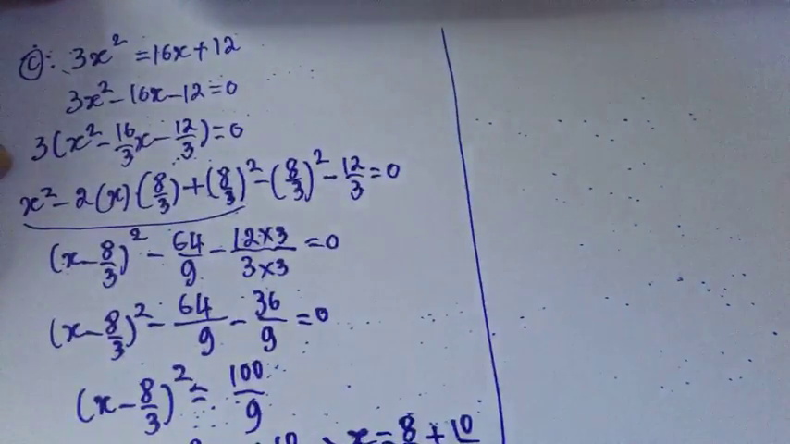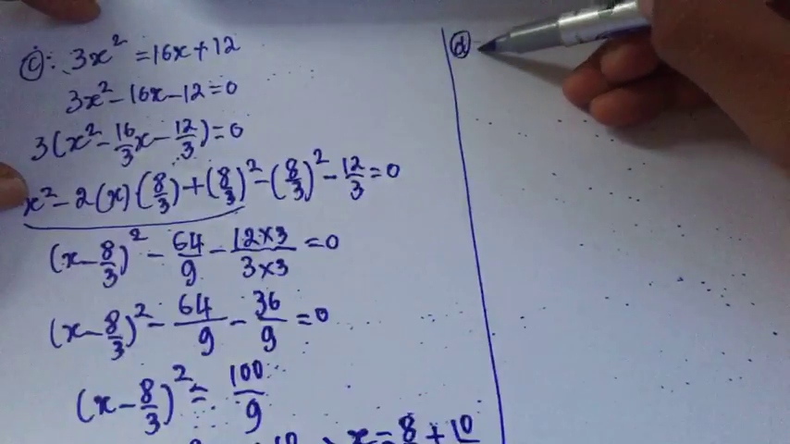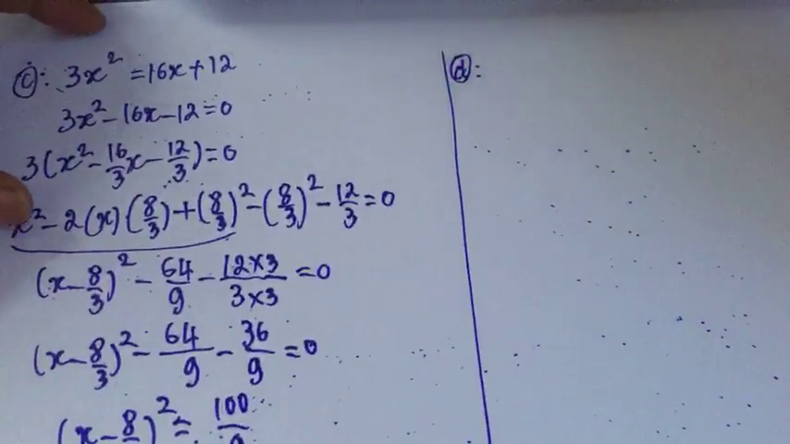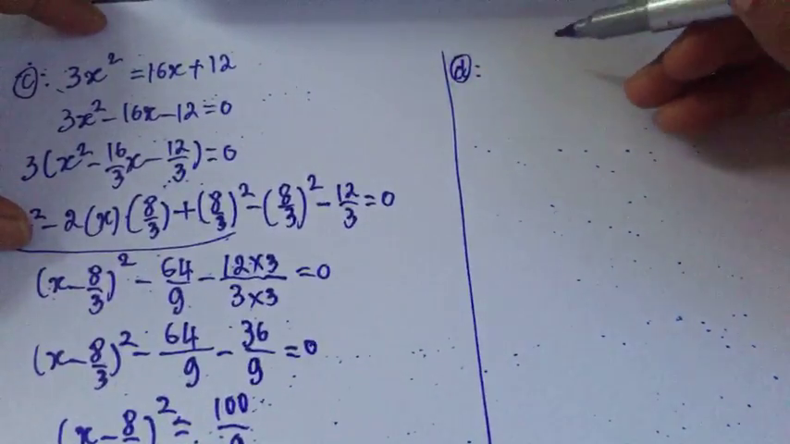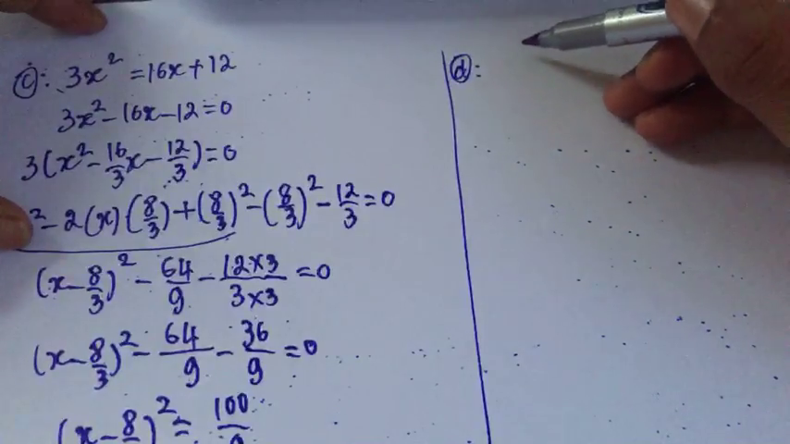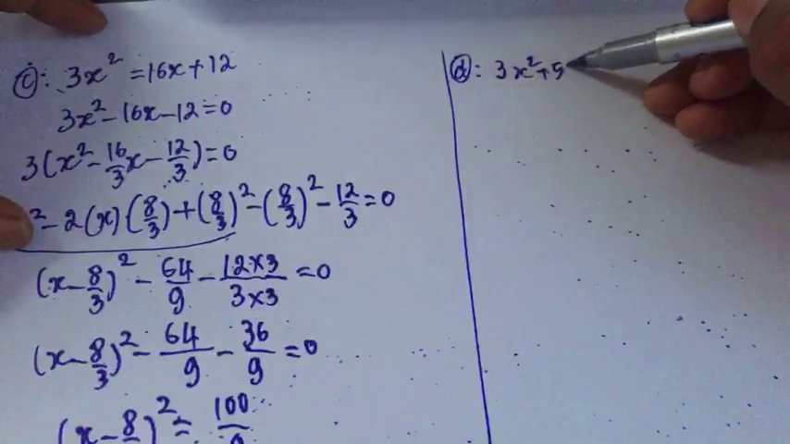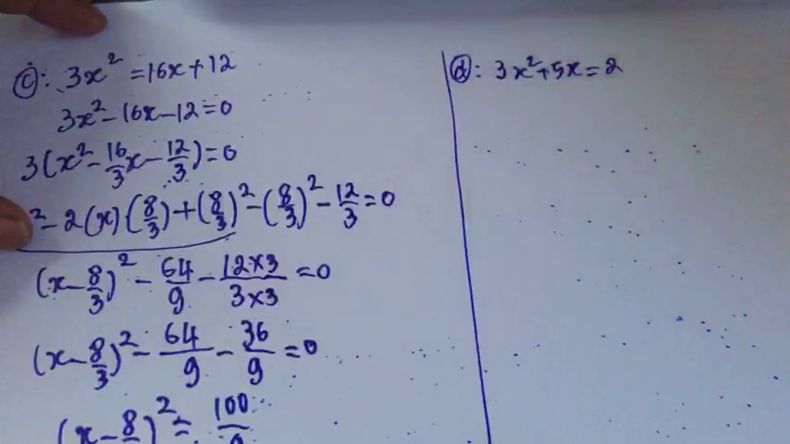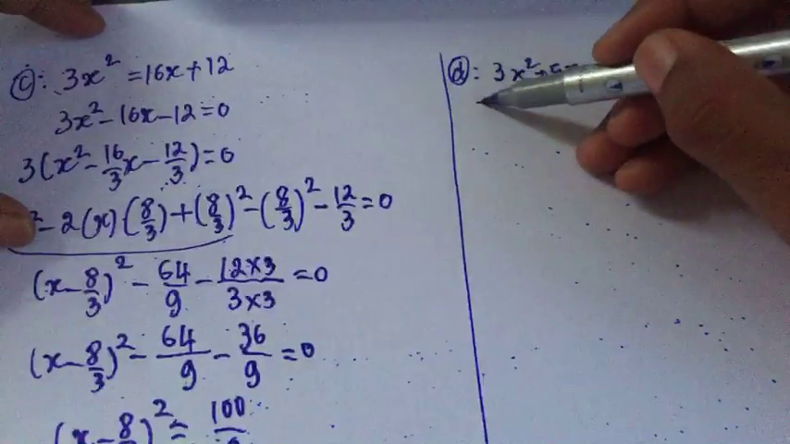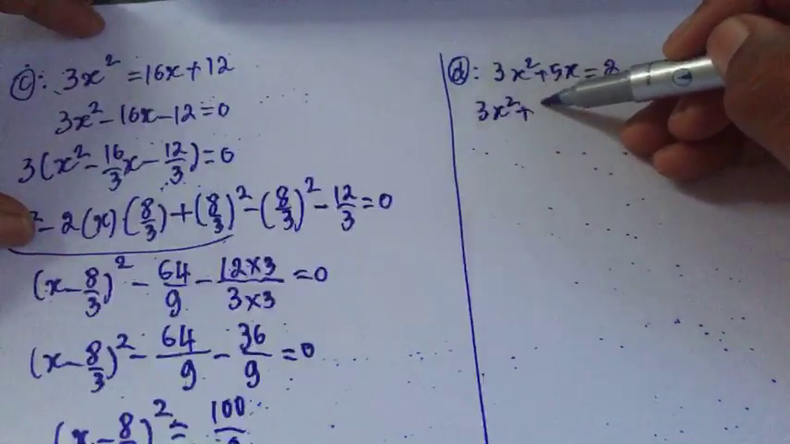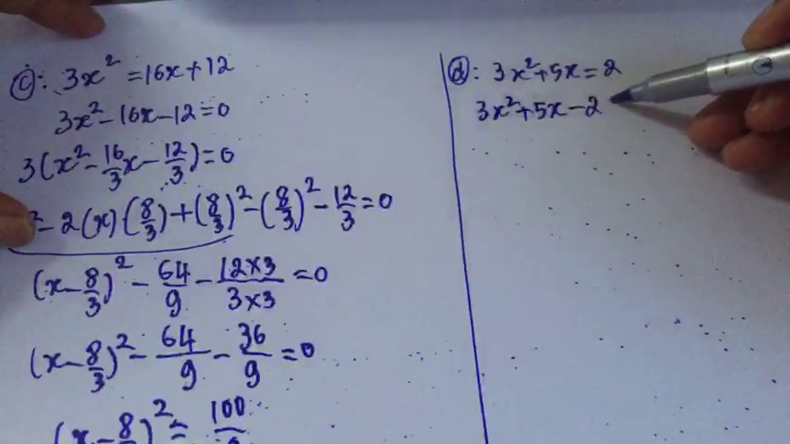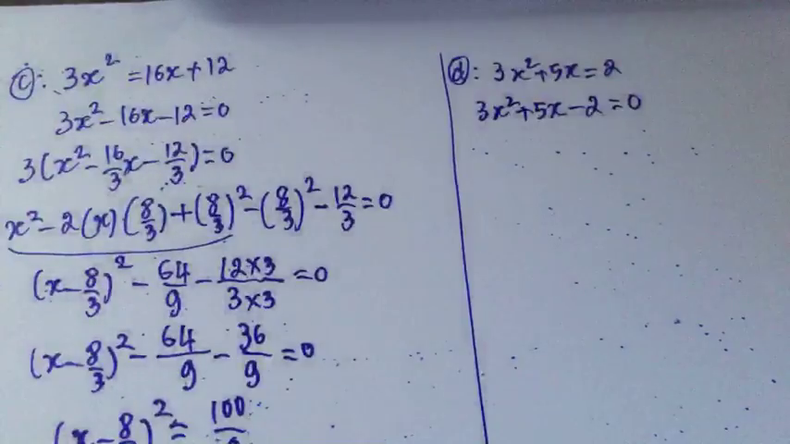After that, you need D. This is something about x squared plus 5x equal to 2. And then it is 3x squared plus 5x minus 2 equal to 0.